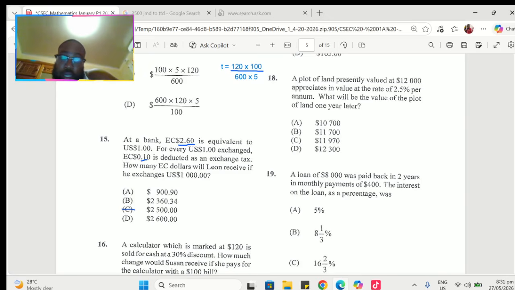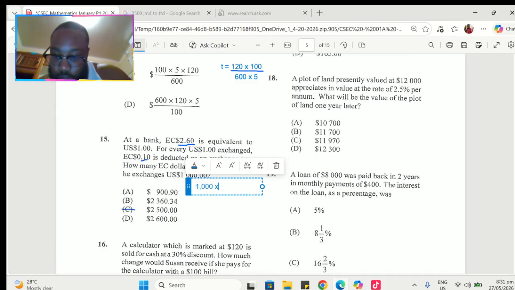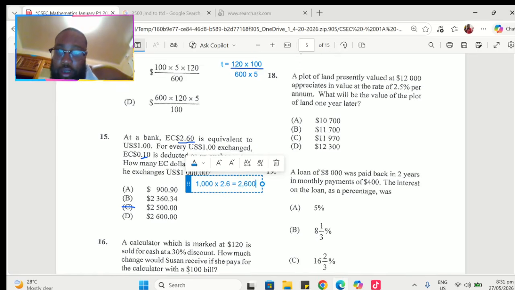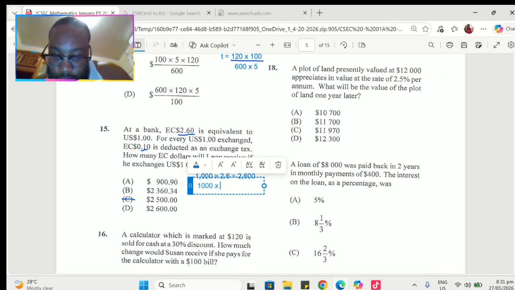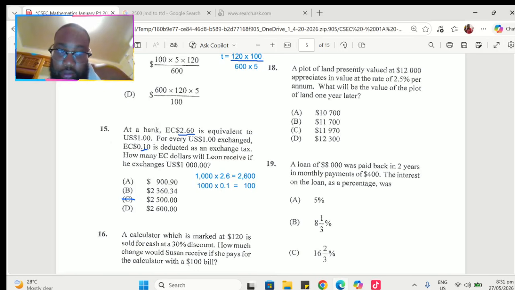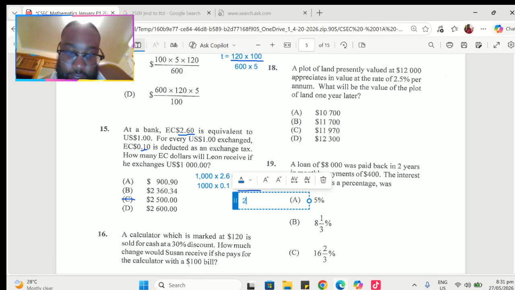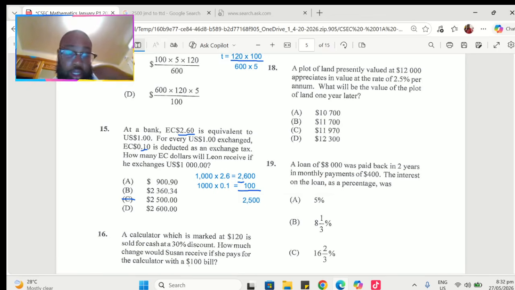Alright, if you don't understand the second way, and you need to do it the long way, do it the long way. If 1 US equals $2.60 EC, then 1,000 US would equal 1,000 multiplied by 2.6, which is 2,600. Nothing wrong with that, right? And then you calculate how much you have to deduct. For every $1 US, you have to pay 10 cents EC. So since it's 1,000 US, it will be 1,000 by 10 cents, which is 100. And you deduct it, and you get 2,500. If you understand that you could just minus the 10 cents from the $2.60 and multiply it by the 1,000 and get the same answer, do it like that. It's whoever works for you. You're getting the same mark either way.